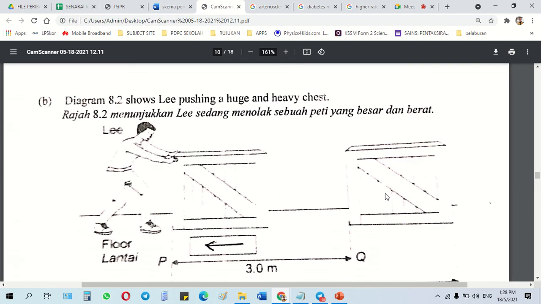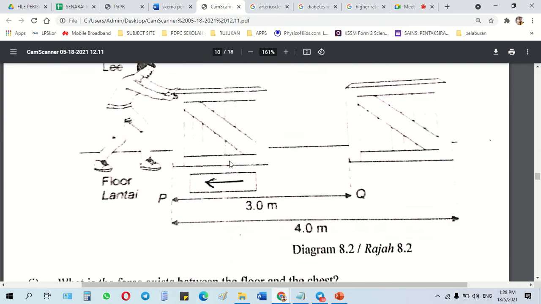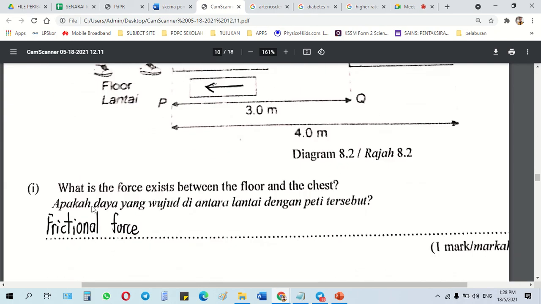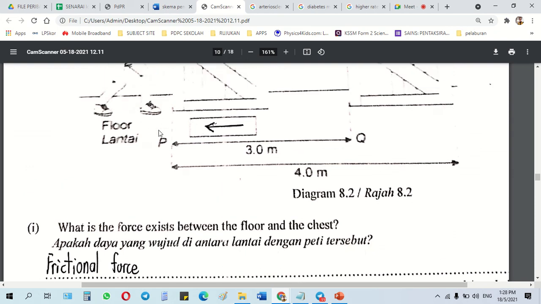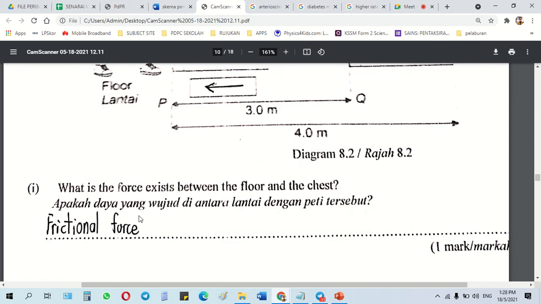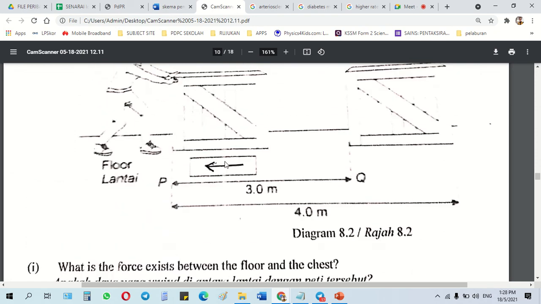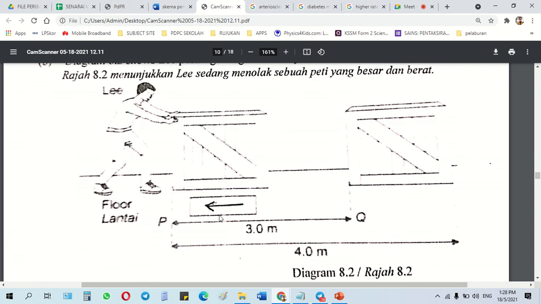And then for B, Lee is pushing a huge and heavy chest. Okay, so what type of force exists between the floor and the chest? So of course here we say frictional force. And then it must oppose the force.